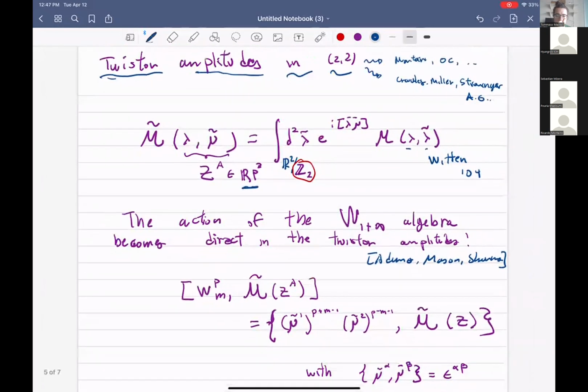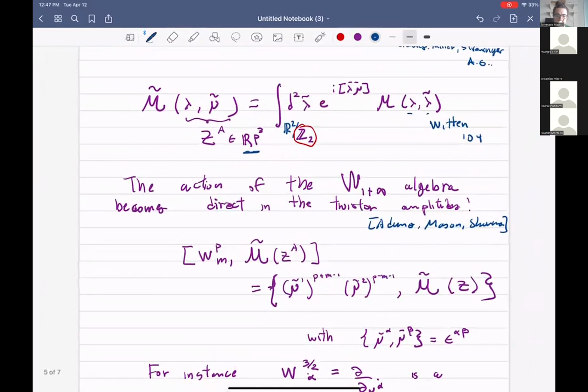Okay, so once you do that, you find that actually this very complicated looking symmetry that I showed you a couple of slides ago becomes sort of trivial. And by trivial, I mean that it can be written down in a single line. Okay, so now for this twistor amplitude, the way this W acts is just by some sort of Poisson bracket.